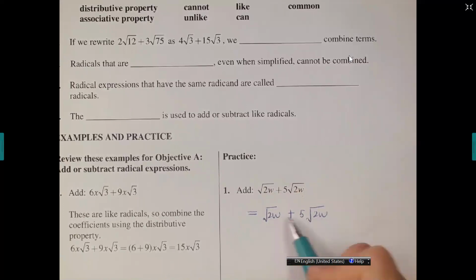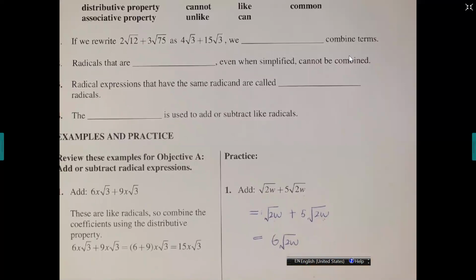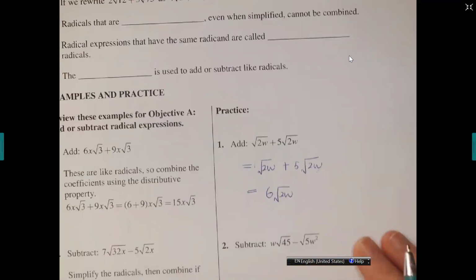Then we check, are they like or not? They are like: 2w, 2w. So we combine the coefficients. Don't forget, we have a number 1 as a coefficient. 1 plus 5 is 6. Square root of 2w. Final answer. So this is the simplest case.